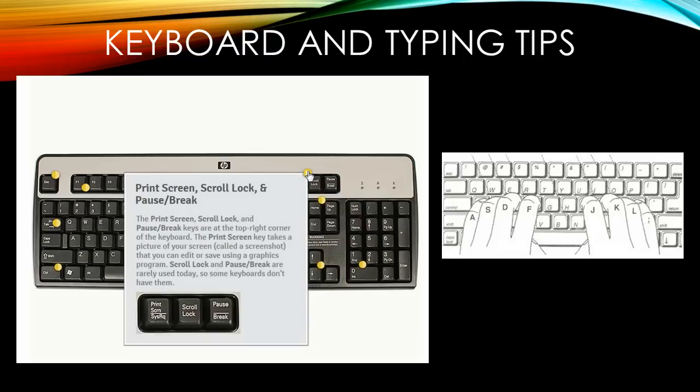The print screen, the scroll lock, and the pause break section is in the upper right hand corner of the keyboard itself. What's nice about the print screen is that it actually takes a picture of your screen, which is also called a screenshot. This way later on you could edit it, you could use it as a graphic for a program, however you're wanting to use it.